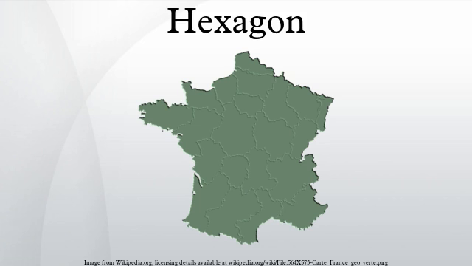In geometry, a hexagon is a polygon with 6 edges and 6 vertices. A regular hexagon has Schläfli symbol {6}. The total of the internal angles of any hexagon is 720 degrees.